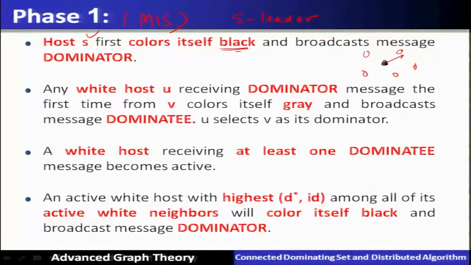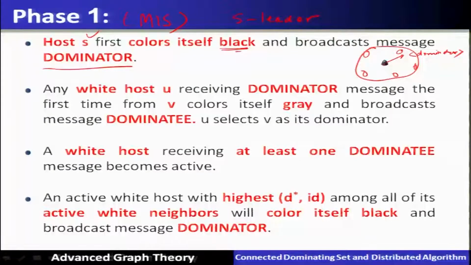Now, this particular node will send a message which is called a dominator, because after becoming black, this node is called a dominator node. It will send a message called dominator, and that will go to all the nodes in its communication range, which is nothing but a disk.